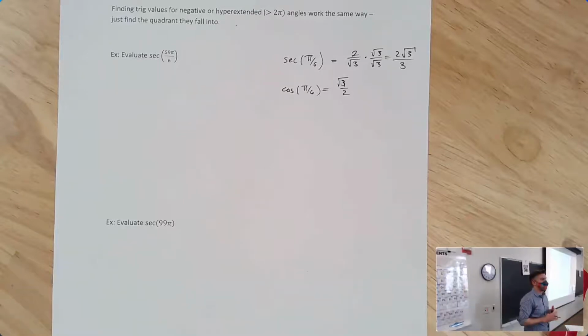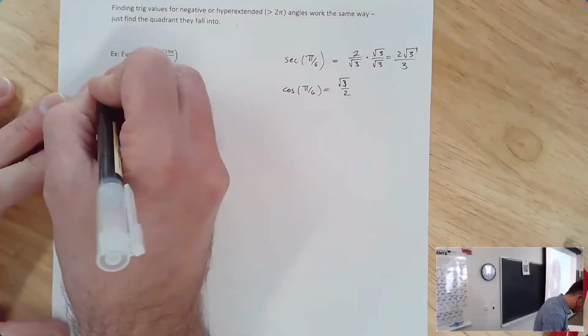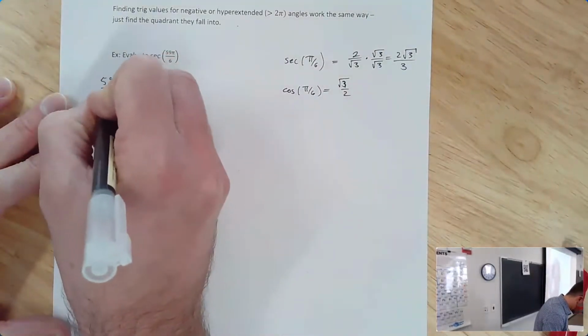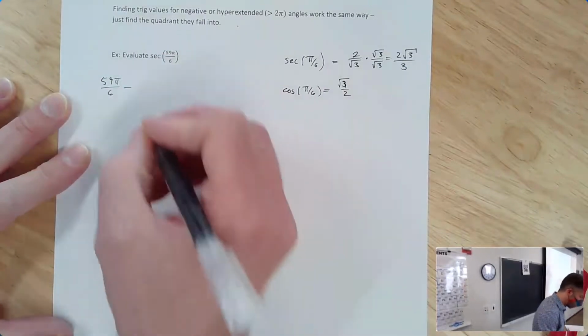There are a lot of ways you can attack this. One way to do it is to keep subtracting off multiples of 2 pi until you get an angle that's between 0 and 2 pi. So you could take 59 pi over 6 and subtract off 2 pi.